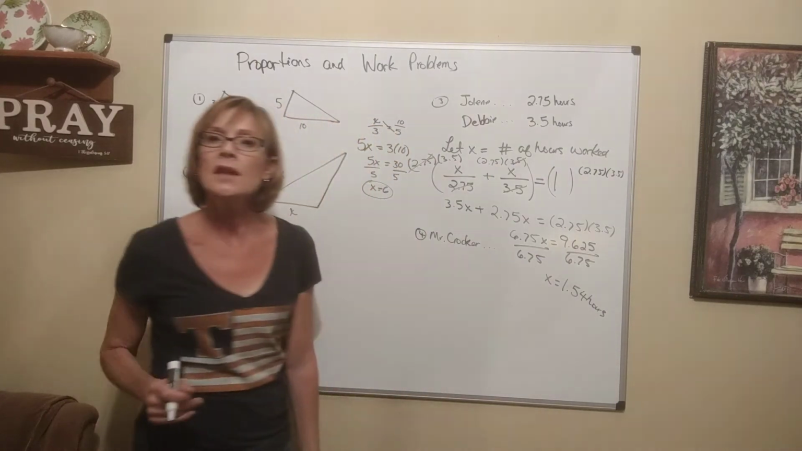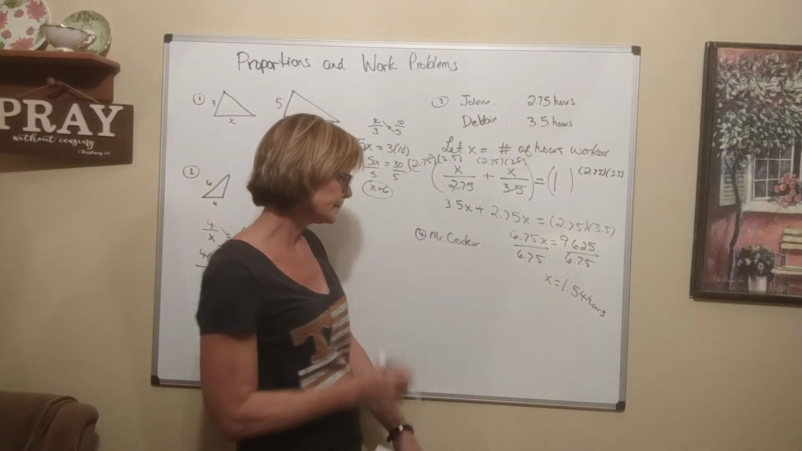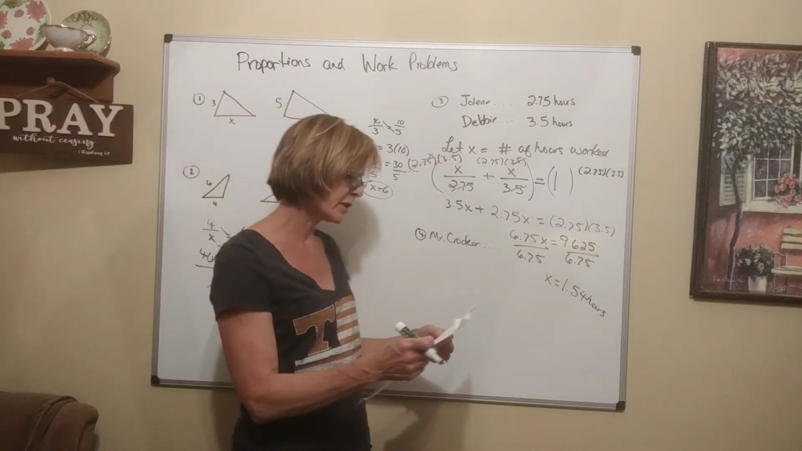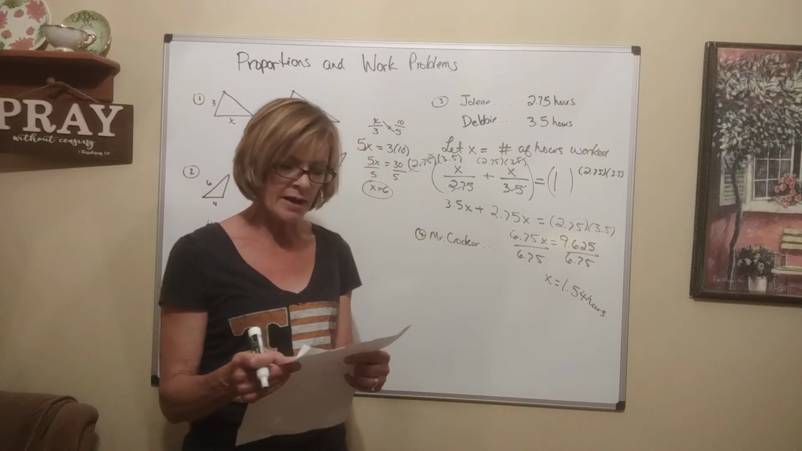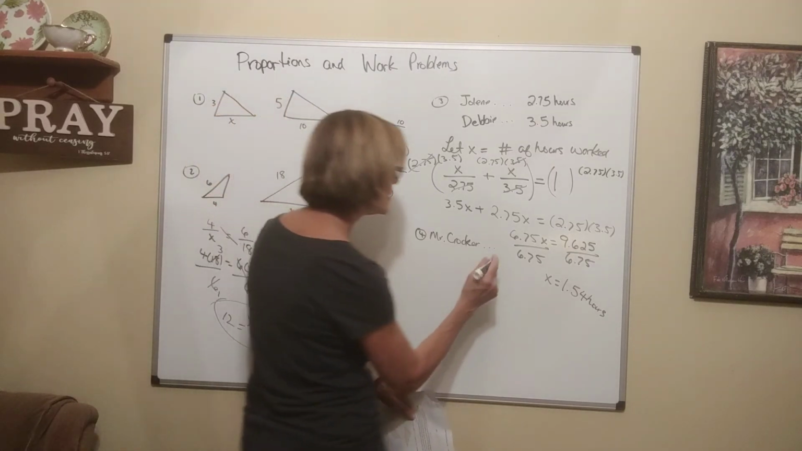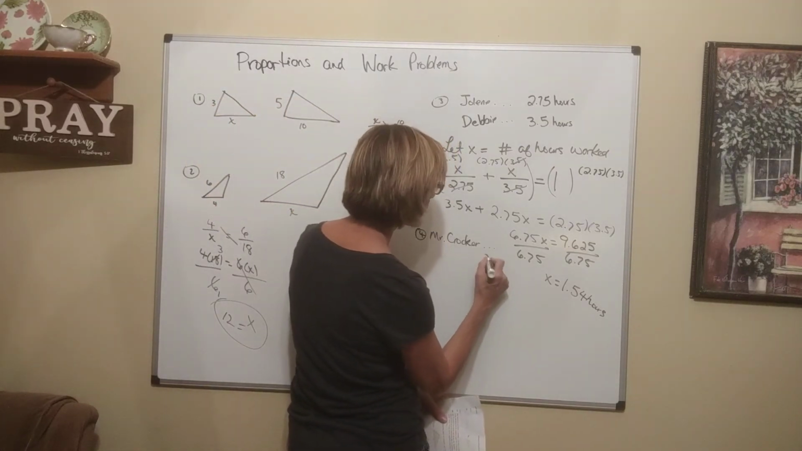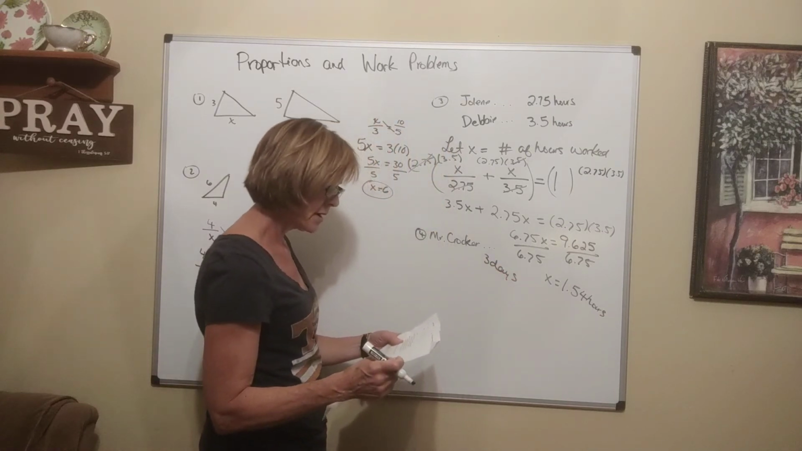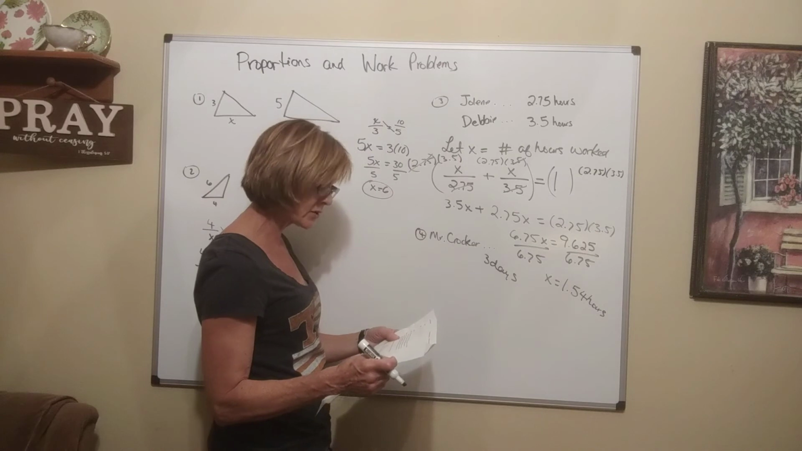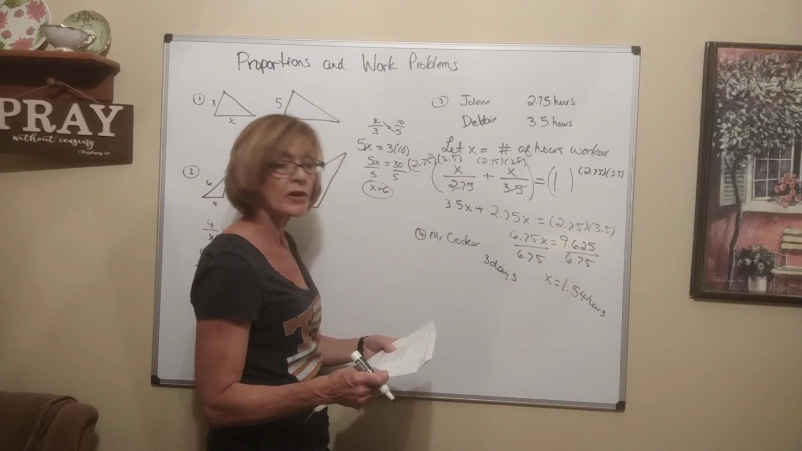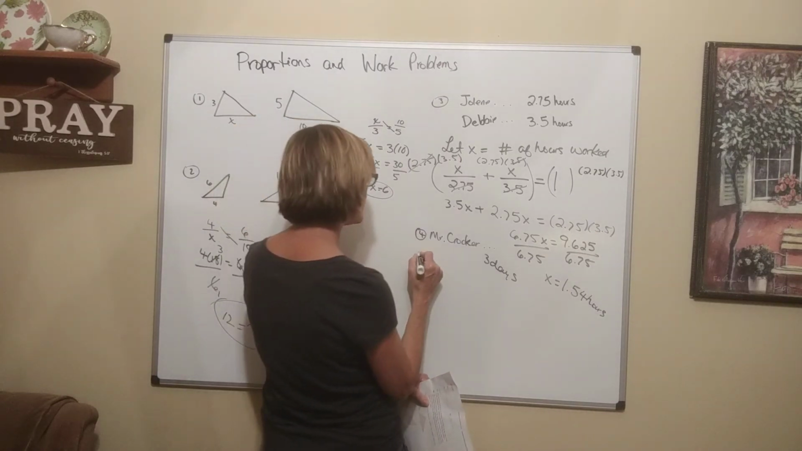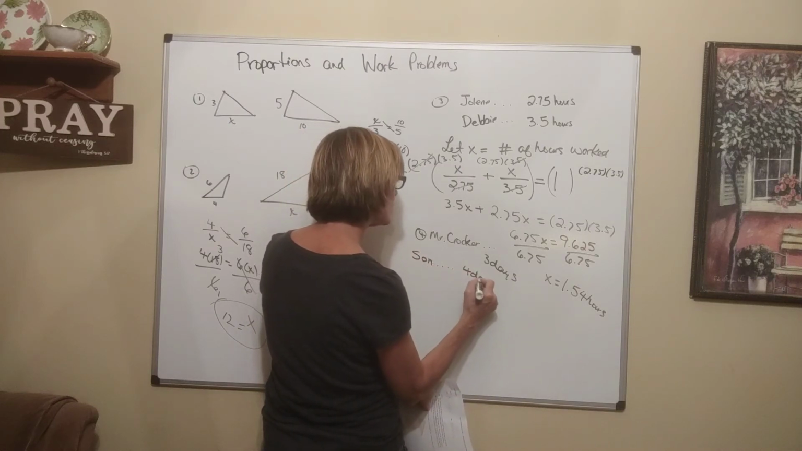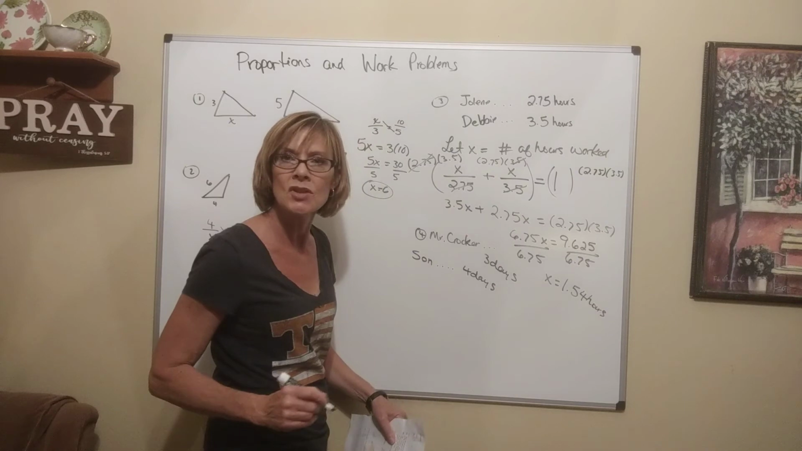Okay, so the next work problem is number 4. It goes like this. It says that Mr. Crocker can paint his house by himself in 3 days. So it takes Mr. Crocker 3 days to paint a house. His son will need an extra day to complete the job if he works alone. So his son, if he's working by himself, takes 4 days to complete the job.